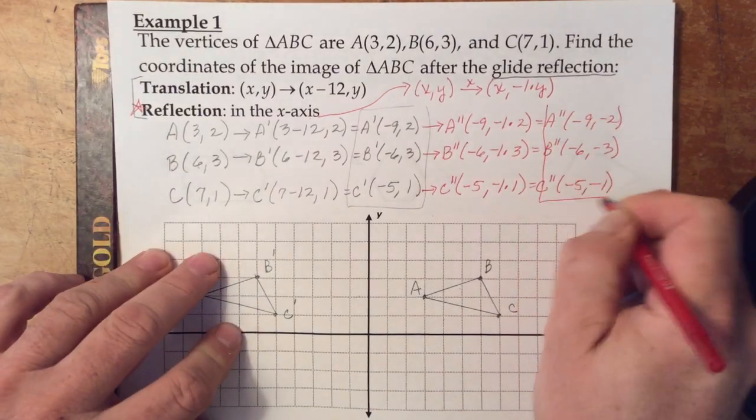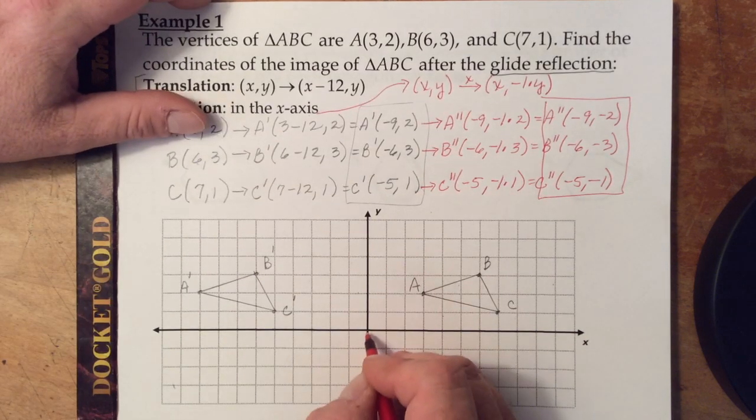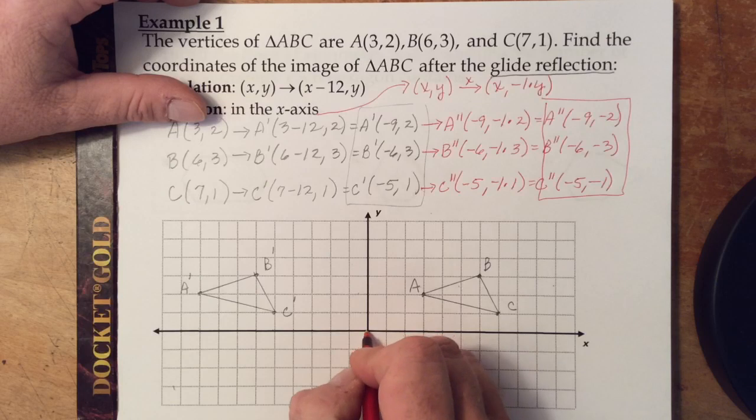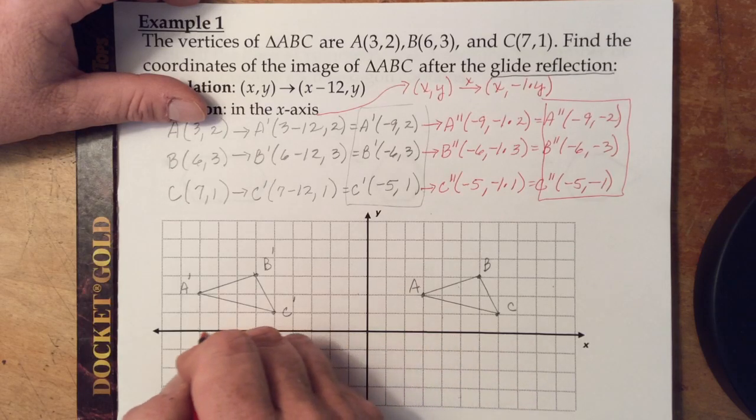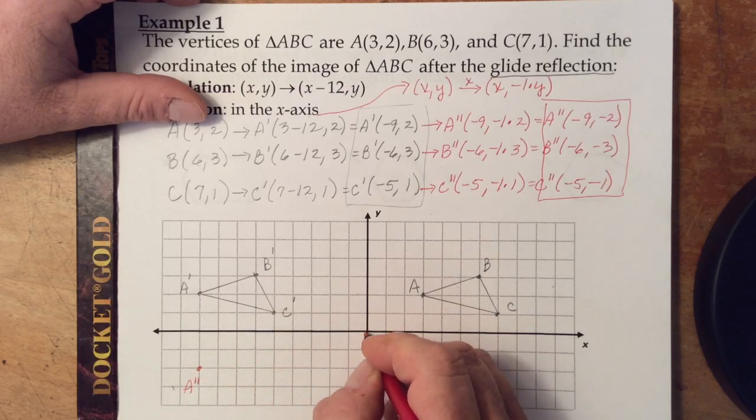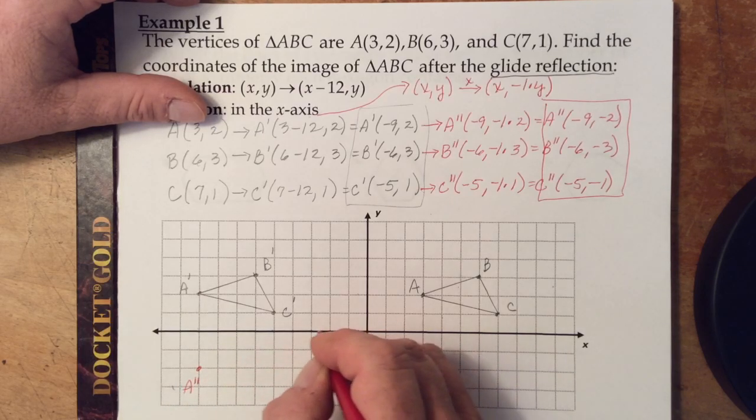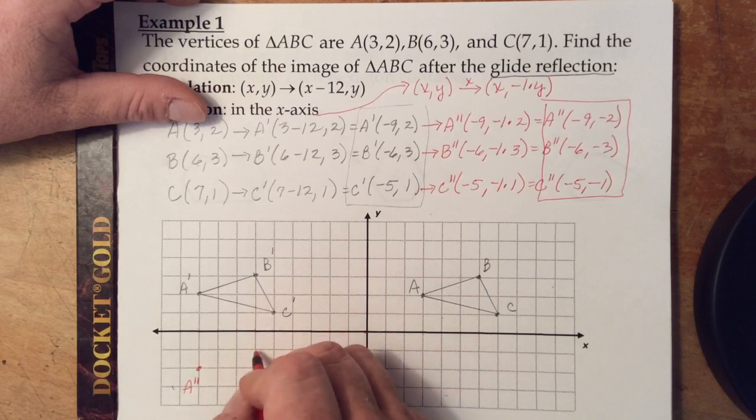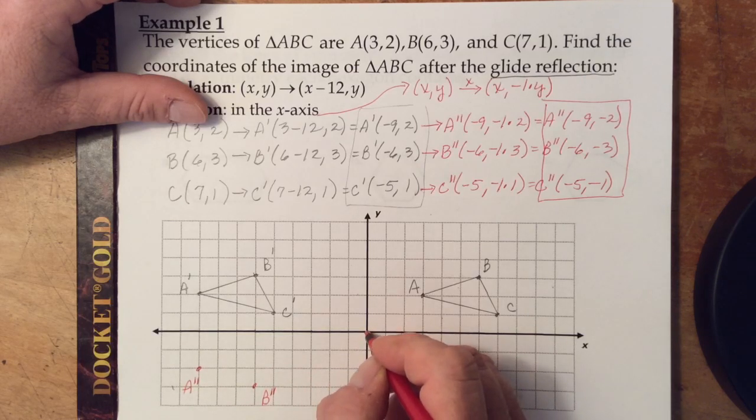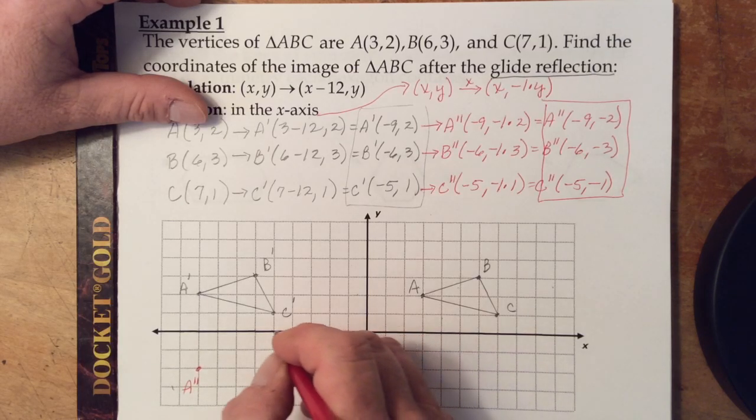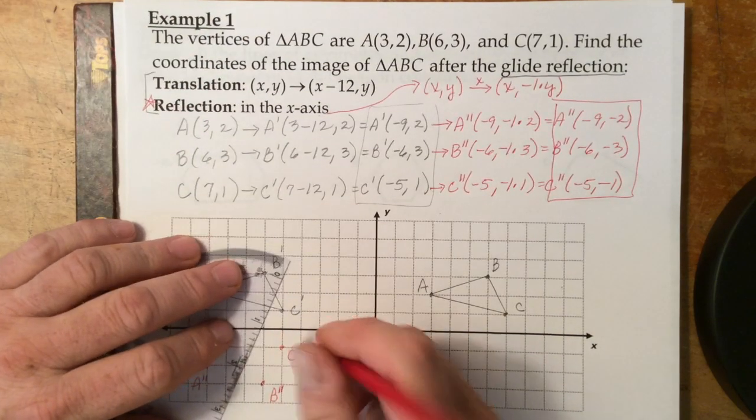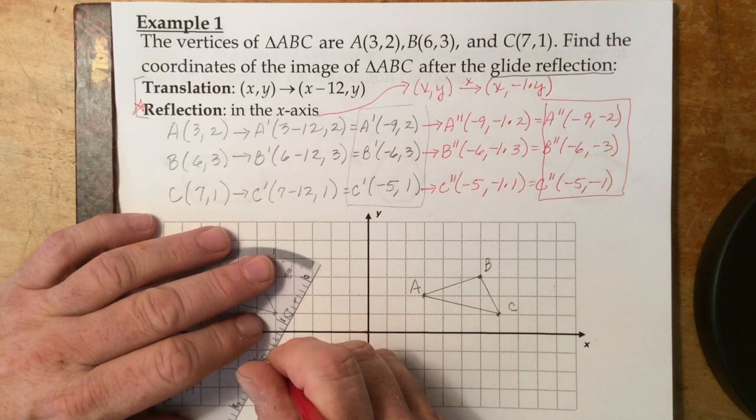Now we take these and graph them. Starting at the origin for A double prime, negative 9, negative 2, to the left 9, down 2. There's A double prime. Starting at the origin, negative 6, negative 3. Go to the left 6, and down 3. There's B double prime. C double prime is negative 5, negative 1. So we go to the left 5, down 1. There's C double prime. Connect the vertices for your final image triangle.